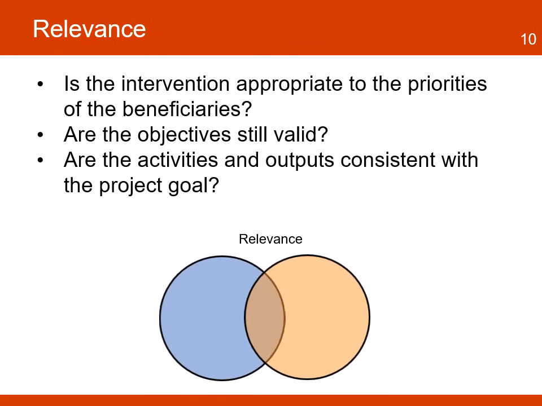Relevance seeks to know if the project was applicable to the problem it intended to solve. The evaluation will seek to answer the following questions. Is the intervention appropriate to the priorities of the beneficiaries? Are the objectives still valid? Are the activities and outputs consistent with the project goal? Relevance basically asks if the project intervention actually addressed the real needs of the beneficiaries. It also includes if the intervention was applicable to the context and environment in which it operated. It's the area between what the organization thinks is important and what the beneficiaries are interested in.